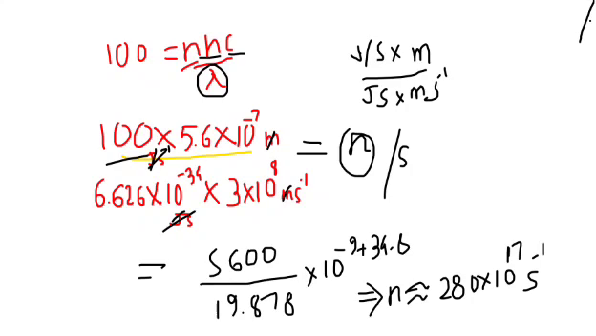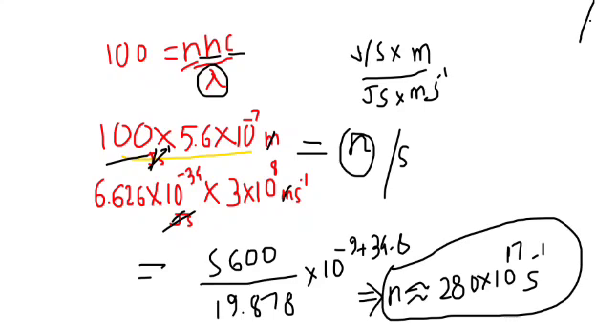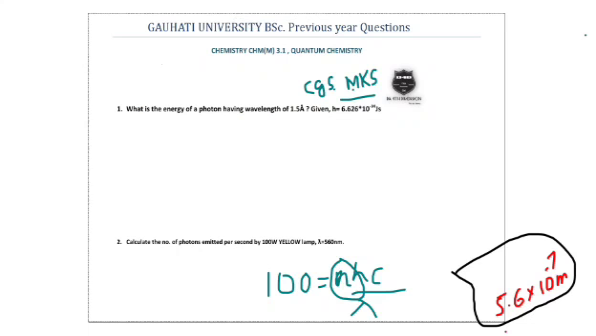So in 1 second, this will be the amount of photons generated by the 100-watt yellow bulb, the 100-watt yellow bulb discussed in the question. Let us take the same second question to go.